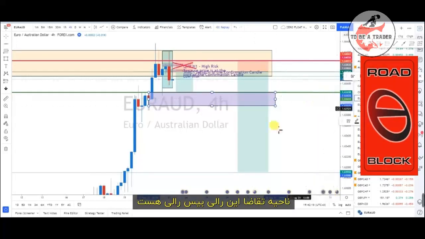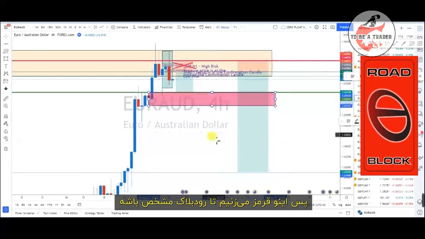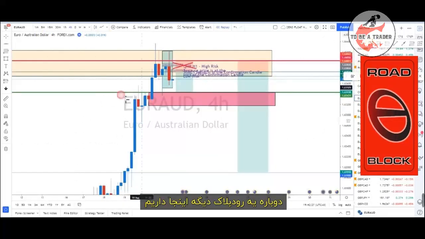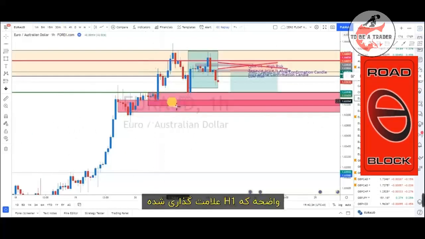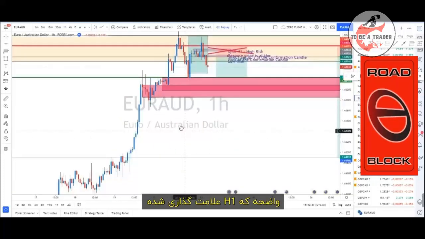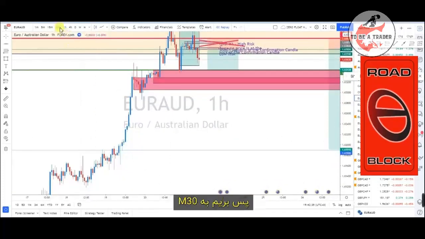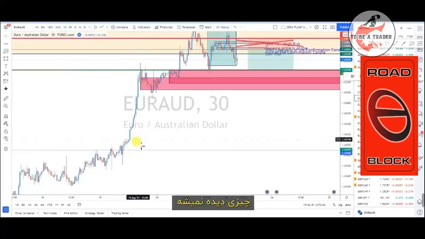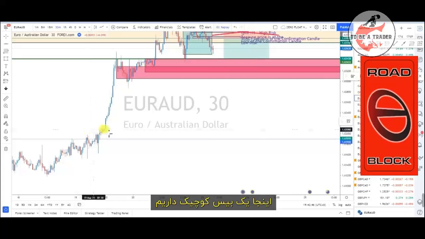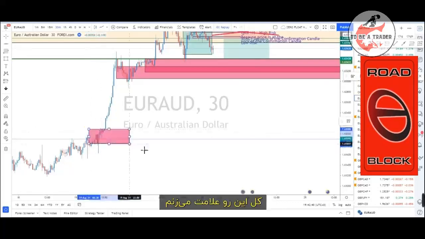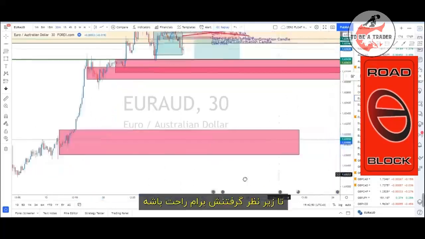Demand zone is, this is a rally base rally. So we're going to color this red as a roadblock. There's another roadblock here again. Okay, here, here. So we have 2 roadblocks in the H4. Let's go to the H1. So clearly H1 has been marked. I don't see any roadblock here. So let's go to the M30. Nothing much. Okay, probably here. Probably here. Okay, so there is one base here, a little small base. So I'm gonna mark this whole thing, so it's easy for me to monitor.